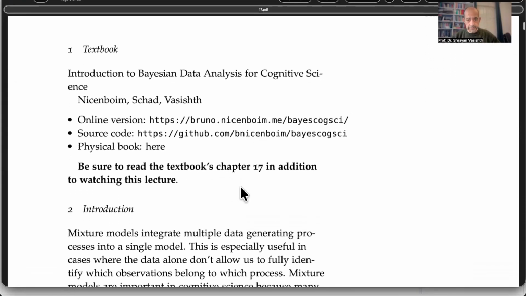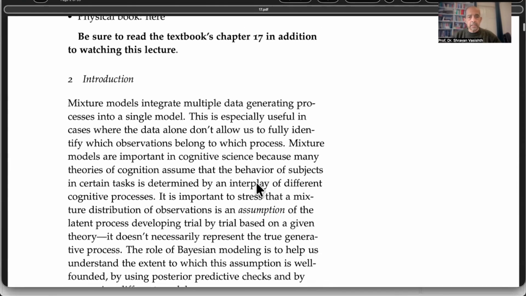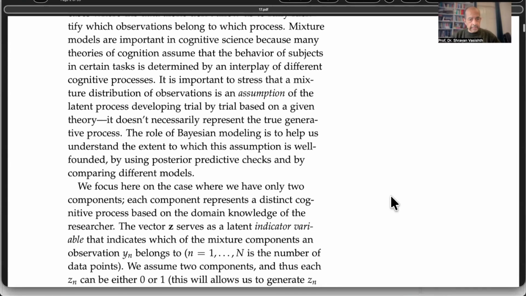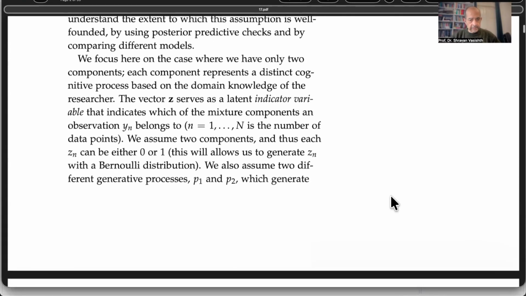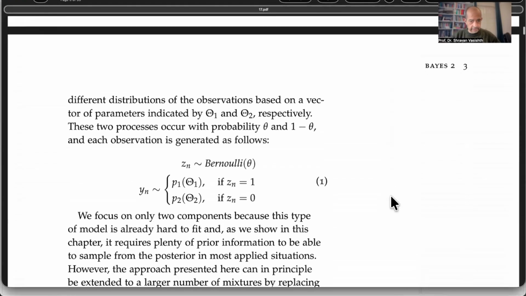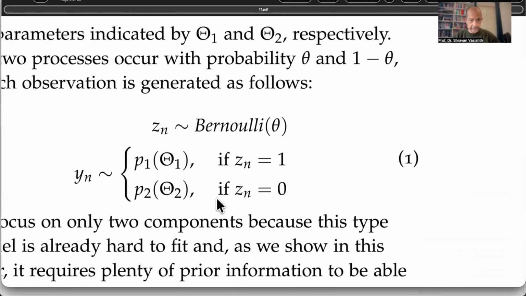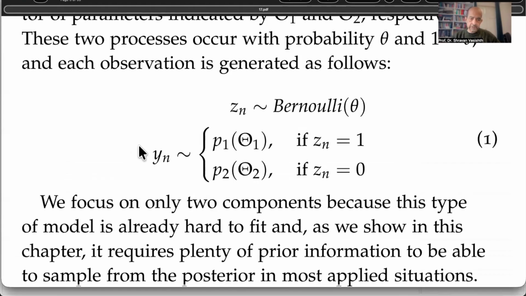So this is chapter 17 in the textbook. Be sure to read that eventually. But basically, we are interested in modeling a situation like this. So let's look at this equation here. What we have is we are observing some dependent variable, for example, reaction time or response time or something.